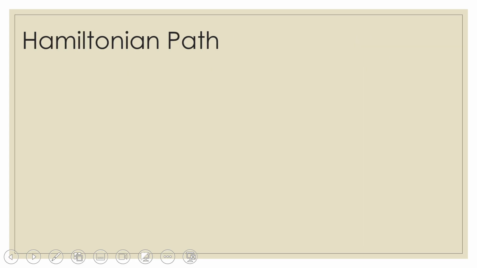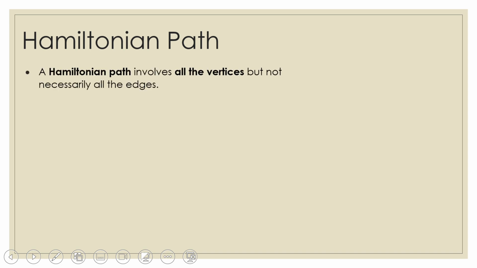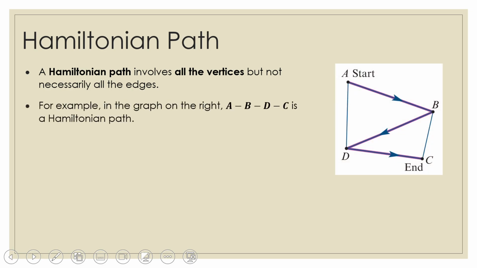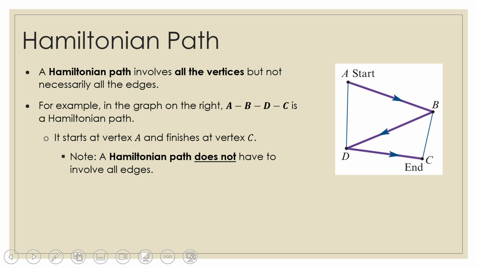Okay, let's keep going. Second part of this is Hamiltonian path. A Hamiltonian path involves visiting all the vertices, but not necessarily all of the edges. There's not really a systematic way of doing this. It's kind of a bit of guess and check. Within this diagram here, we visited all of the towns, but we haven't crossed over this road or this road. It doesn't matter.